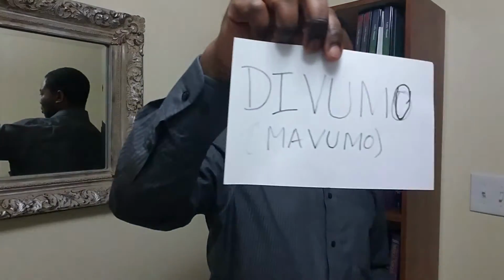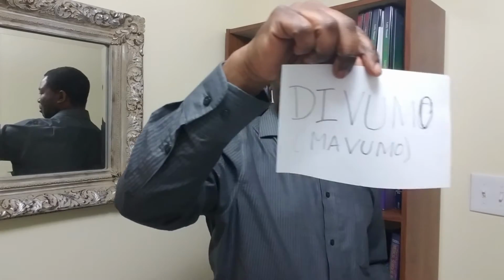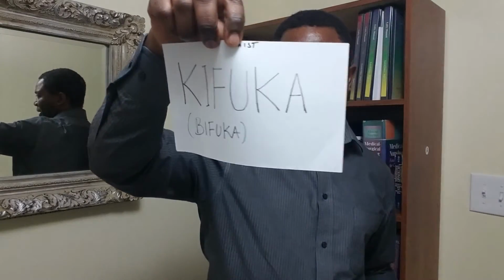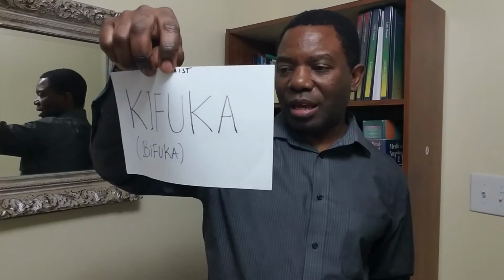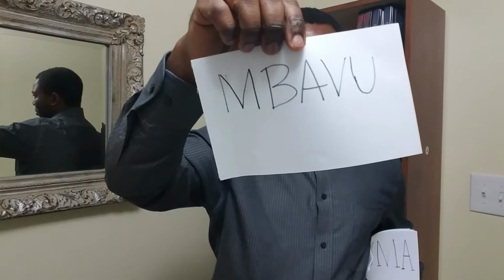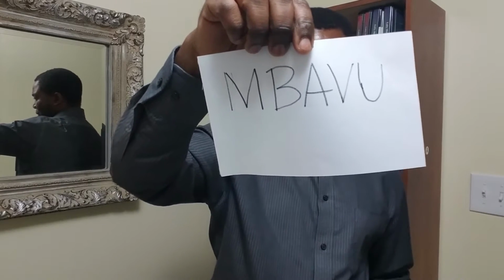And then we have the belly. It's divumo. Divumo. And more bellies are mavumo. Mavumo. Very good, Steve. It was interesting. Then we have the waist. It's Kifuka. Kifuka, and many of them are Bifuka. Very good. And then we have Mbavu, it's the rib, or the coast, the rib.